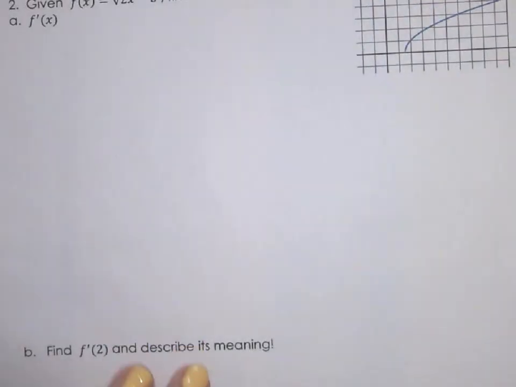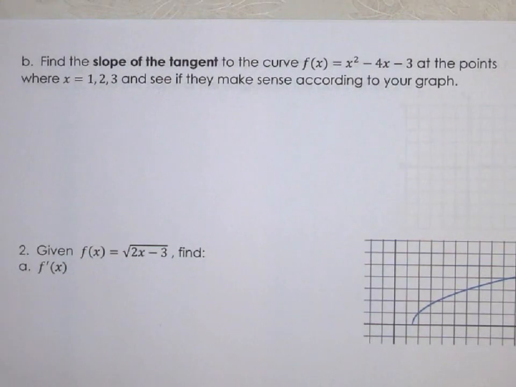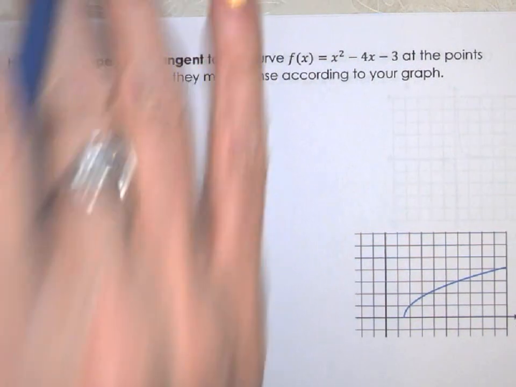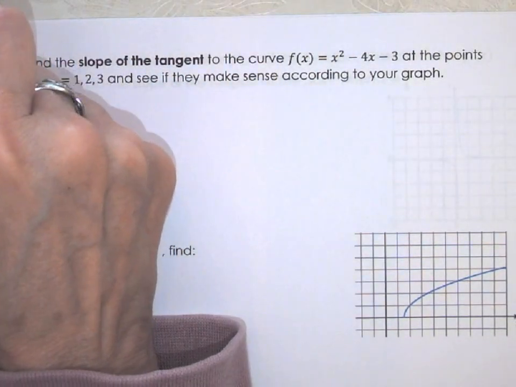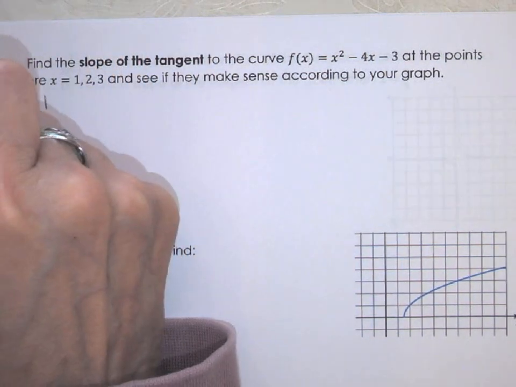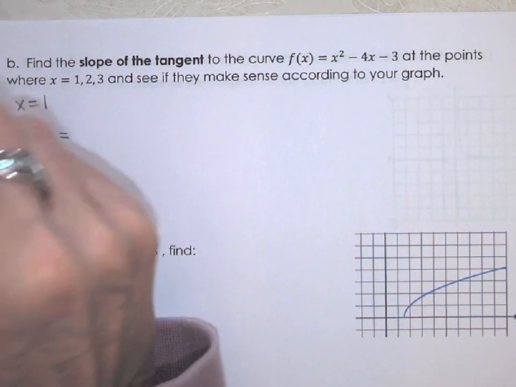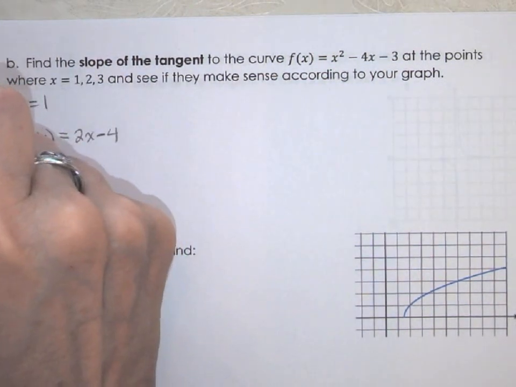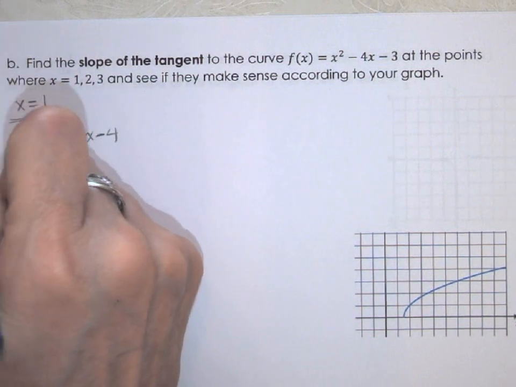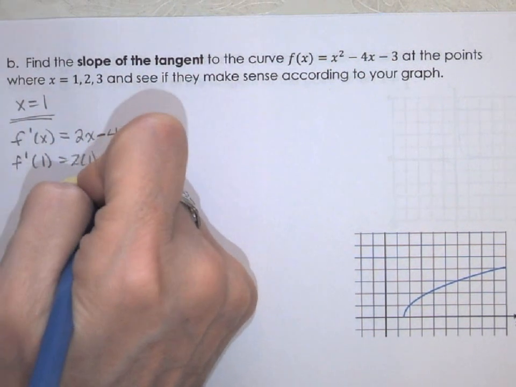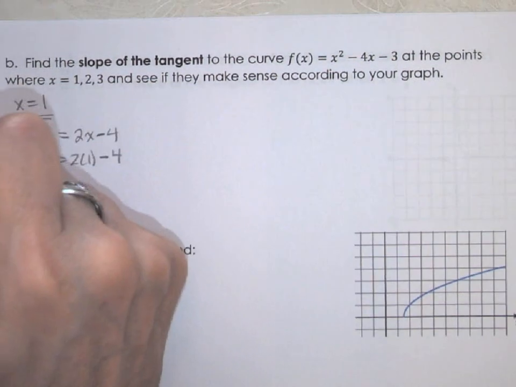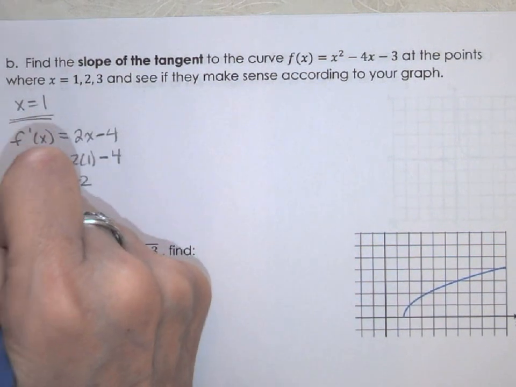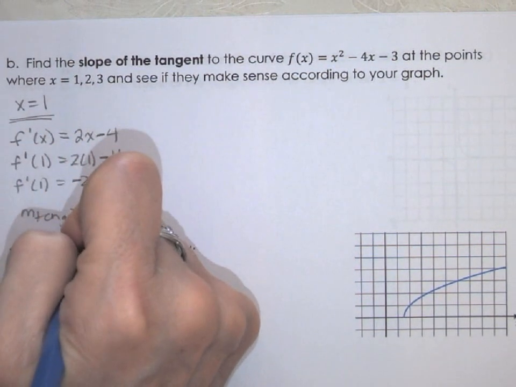And if we look at part B, it says to find the slope of the tangent to that curve at the specific points where x is 1, x is 2, and x is 3. So when x is 1, we found the formula that f prime at x, which means the slope of the tangent anywhere along that curve, is 2x minus 4. So if I want to find the slope of the tangent when x equals 1, I'm just going to replace x with 1. Which means that f prime at 1 is going to be 2 minus 4, and that's negative 2, which means that the slope of the tangent is going to be negative 2.